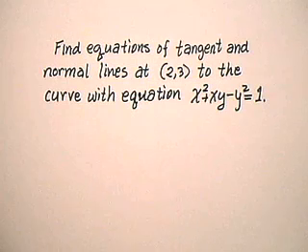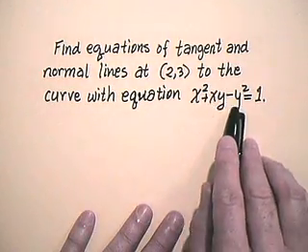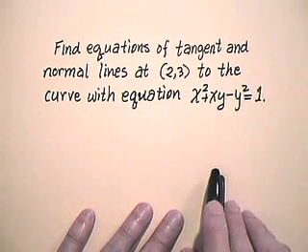Let's use our methods of implicit differentiation to actually find the tangent line and normal line to a curve given by an equation at a specific point. Find equations of the tangent and normal lines at the point (2, 3) to the curve with equation x squared plus xy minus y squared equals 1.